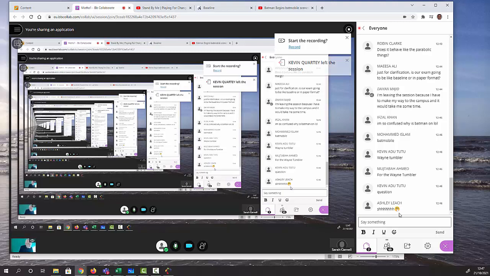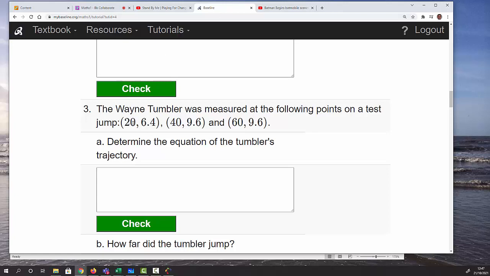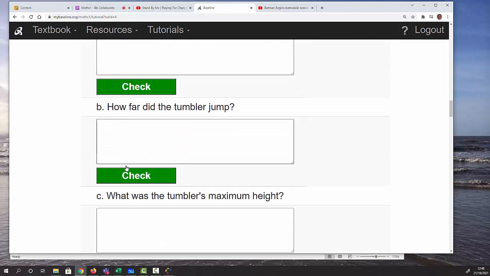So, have we got any questions? Ashley. Okay, so the Wayne Tumbler jumps. It jumps across, and you can see in the question in baseline, it jumps from this place to this place. The tumbler is measured at the following points. So we've got 3 coordinates, and I'm looking for you to calculate an equation out of that. So that's the Wayne Tumbler. Now you know it's a jumping machine, a car that can jump.